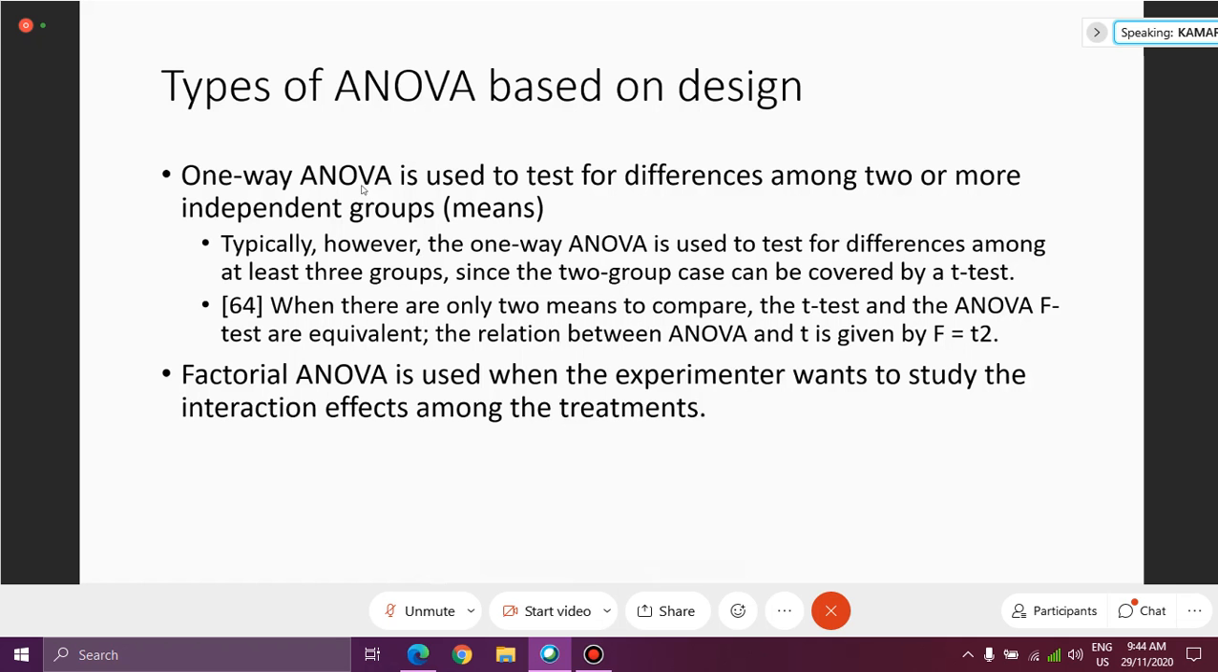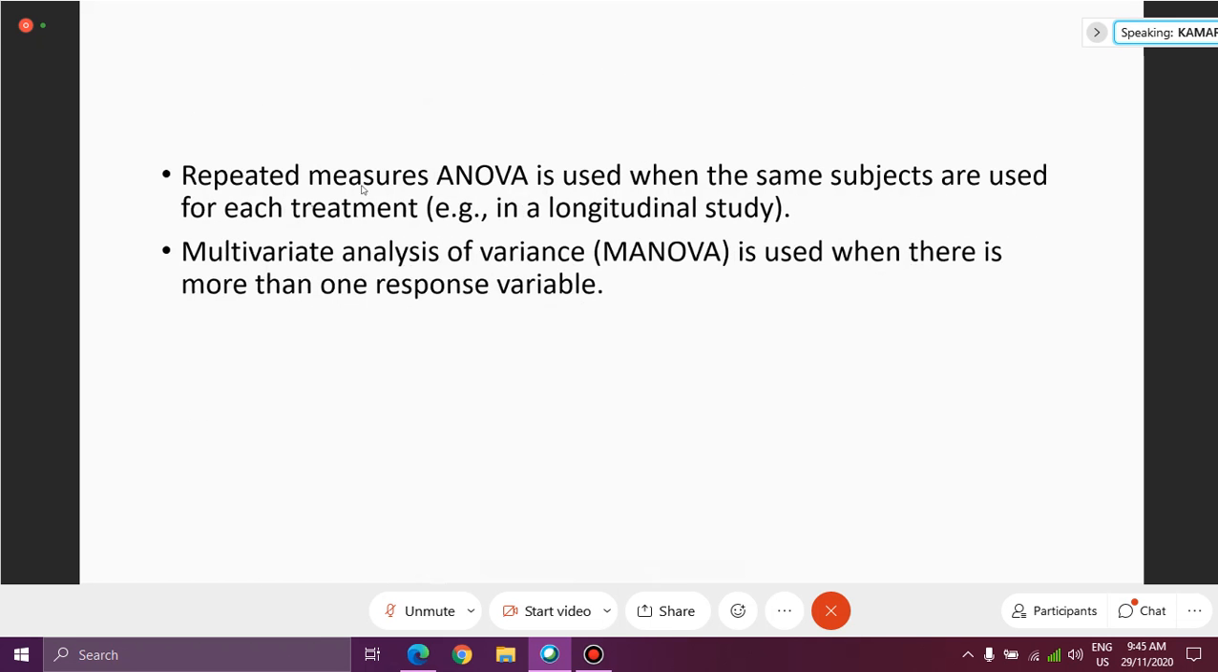Secondly, you have factorial ANOVA, where you compare the interaction between groups. Okay, you are comparing interaction between groups. Thirdly, you have repeated measure ANOVA.